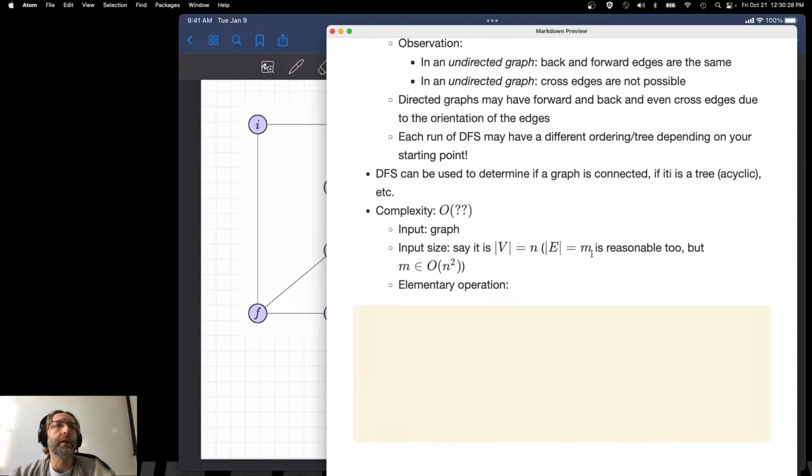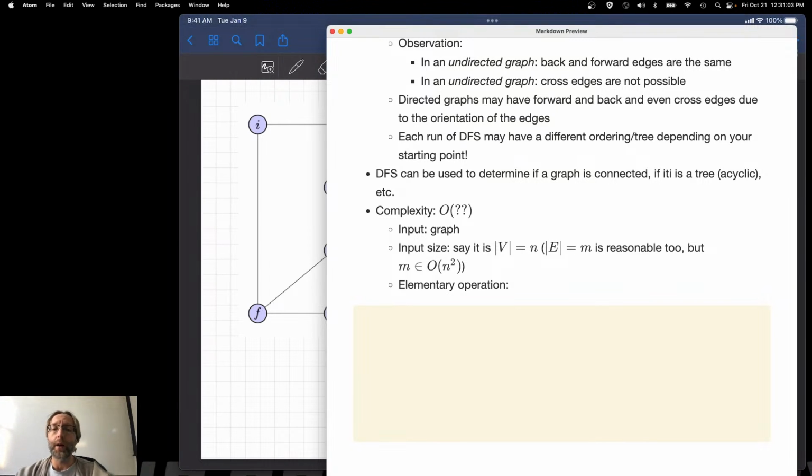That's reasonable too, but you have to understand that they're polynomially related, right? If I have a complete graph on n vertices, then there are n choose 2, which is n squared edges. So the number of edges is always going to be bounded by n squared. It really doesn't matter. When you come out with your final analysis, it's going to be n, m, or some polynomial relationship between them. So you can think of it in either terms, and you should be good to go.